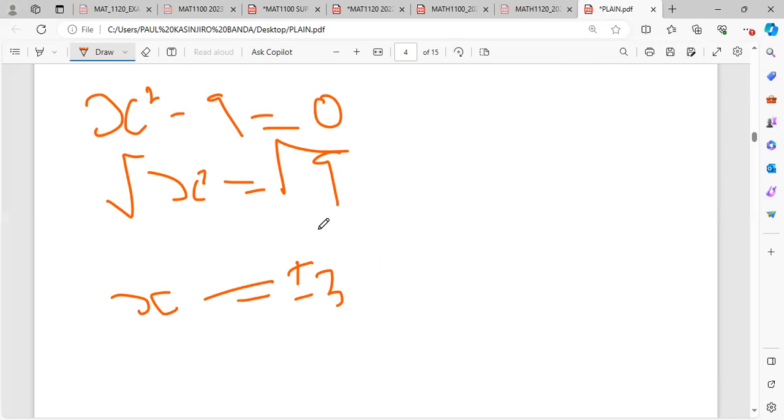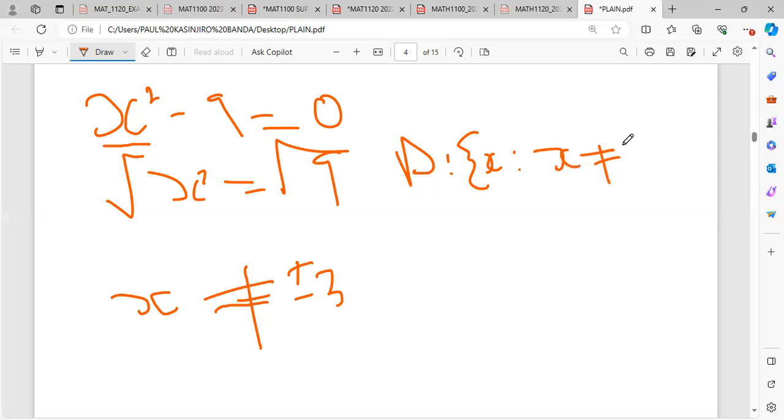So what does this mean? It means the x value that you put here should never be 3 or minus 3. So this x should never be equal to positive 3 or minus 3. It means in our domain, we are going to exclude positive 3, and again, we're going to exclude the minus 3. So you say domain is a set of all x values such that x should not be equal to minus or plus 3 there.